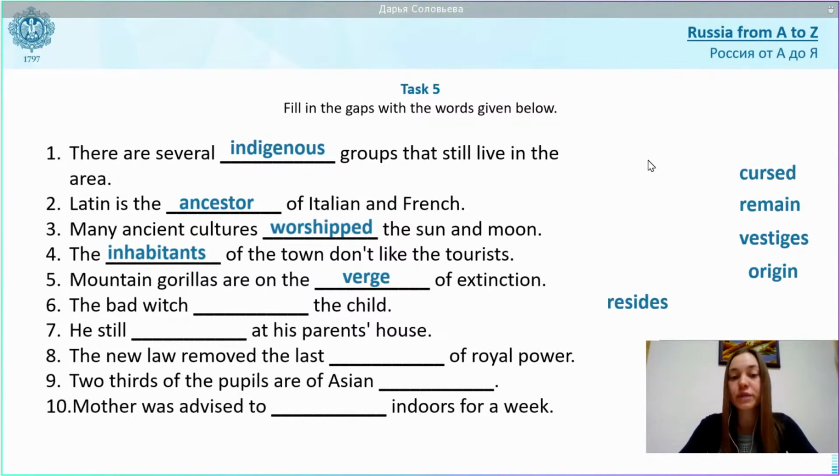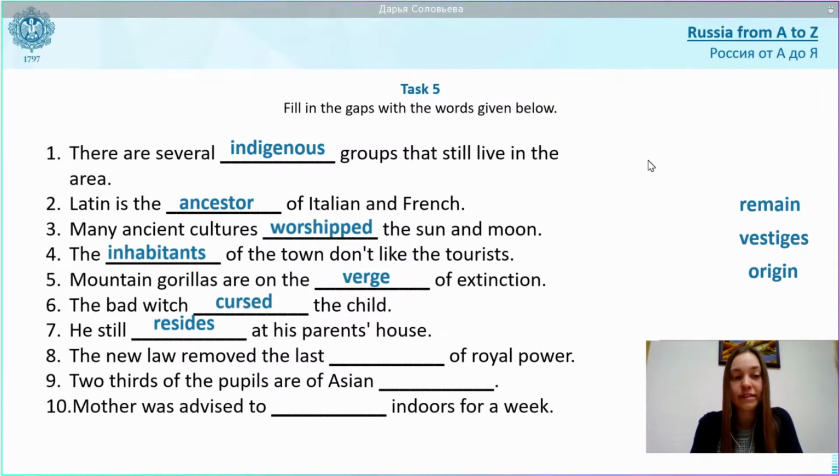And the next one, the bad witch. Плохая ведьма, злая ведьма, the bad witch the child. So she cursed the child. And in this case, it means наложить проклятие. Yes, and in that example from the text, we saw it in other context. In that example, it was like ругаться. But here, in this expression, it means проклинать. And the next one. He still at his parents' house. We need a verb. Нужен глагол, да? He still lives, right? He still resides at his parents' house.